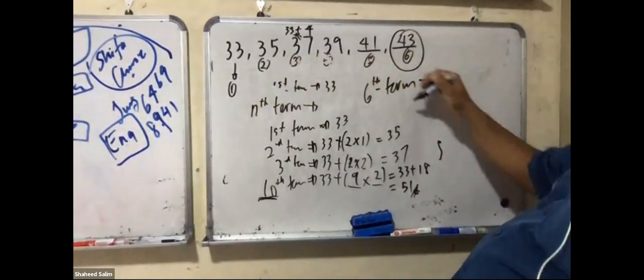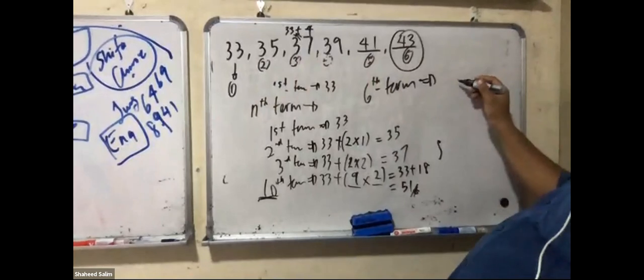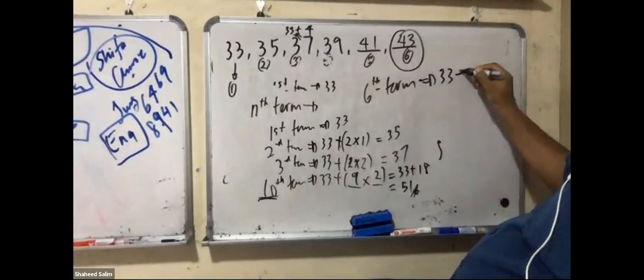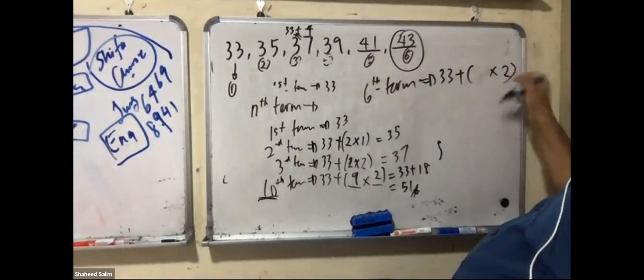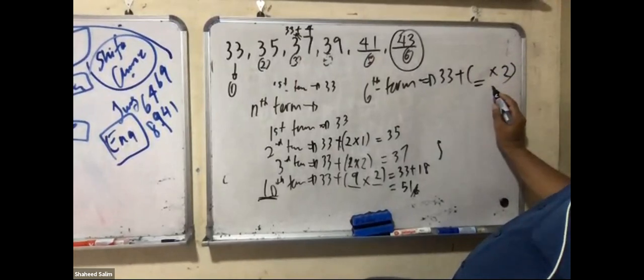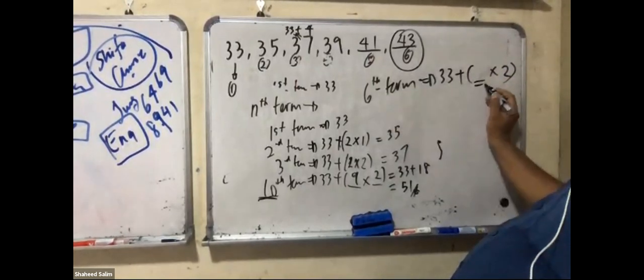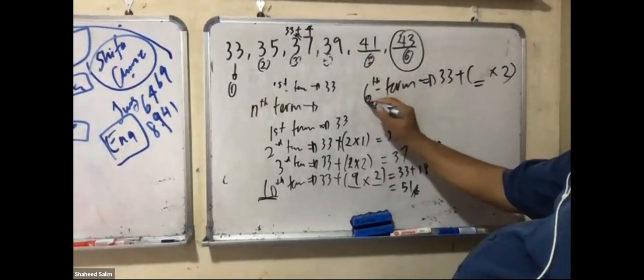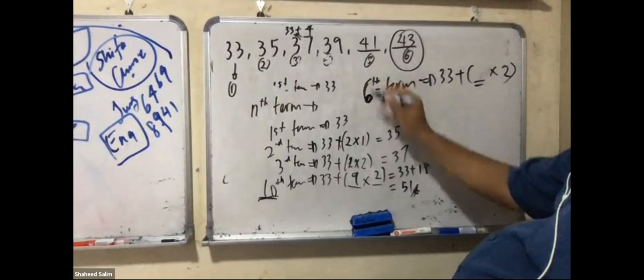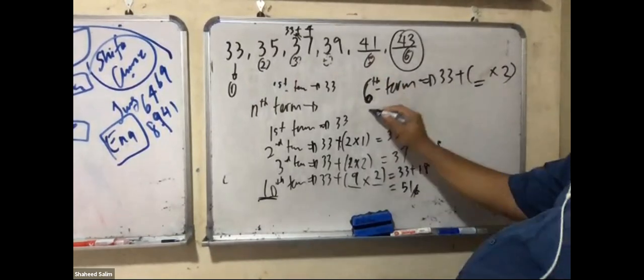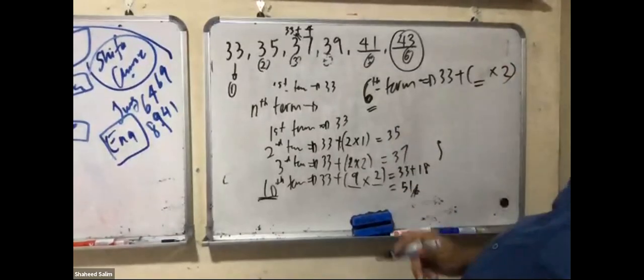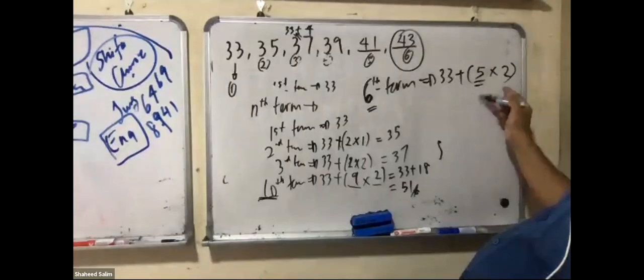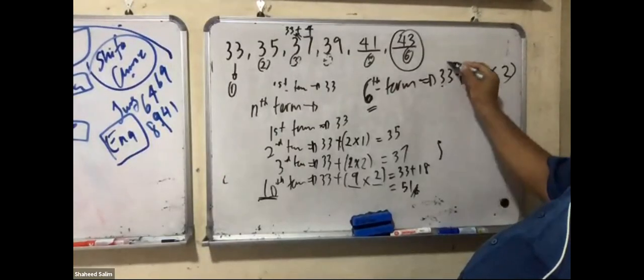So if I do not want to calculate like that, what's the 6th term? Take 33 plus, how many times 2? How many times 2, Edmund? 6th term, make it one lesser. One lesser than 6. 5. Oh, 5. 5 times 2, 10, correct. Can you see 5 times 2 gets 10? So you plus 10 plus 33 gets 43, correct.